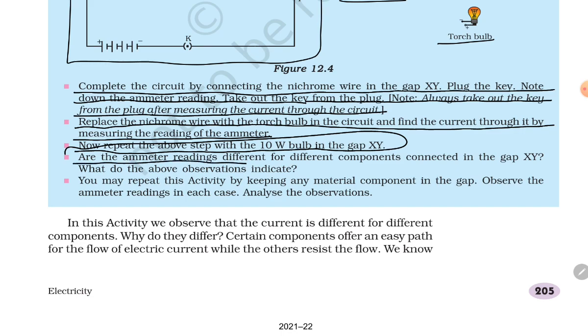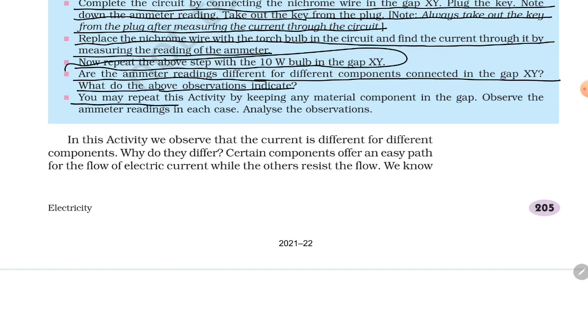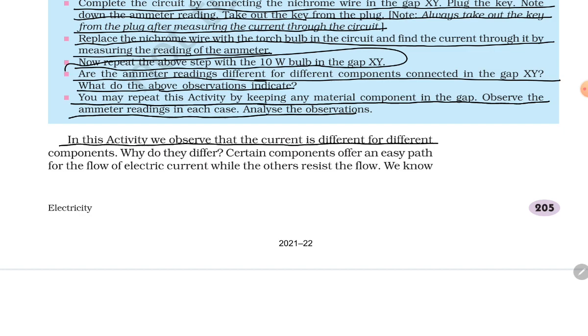Is the ammeter reading different for the different components connected in the gap XY? What do the above observations indicate? You may repeat this activity by keeping any material component in the gap, observe the ammeter reading in each case, and analyze the observations. So what we observe in this activity is that the current is different for different components. Why do they differ?